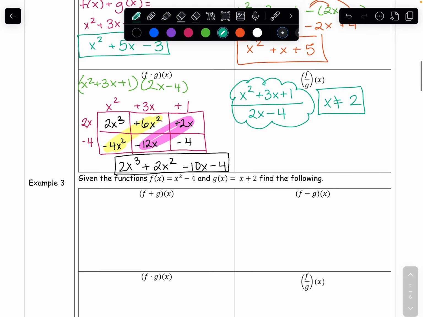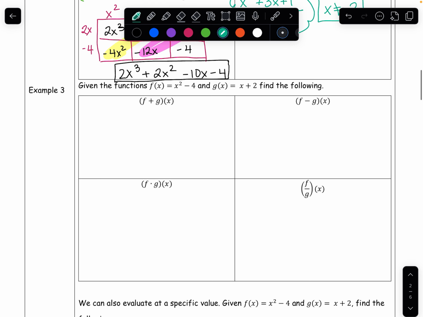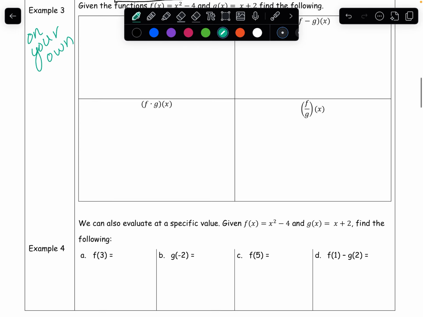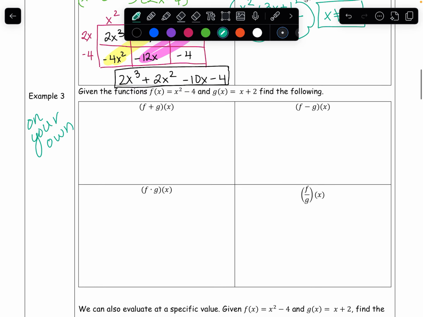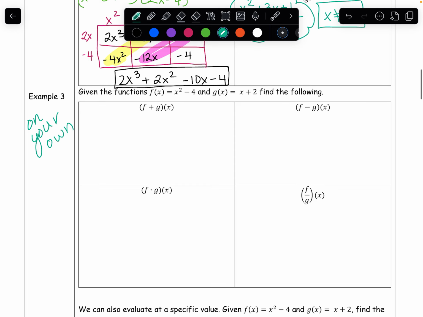Okay. For example 3, I would like you to try this one on your own, and we will go over it in class. So example 3 is on your own. But what we're going to do now is move into our next section, unless you want to pause the video and finish example 3.